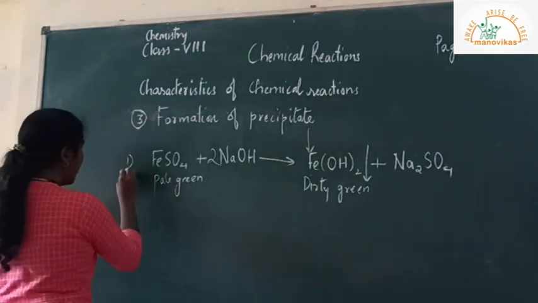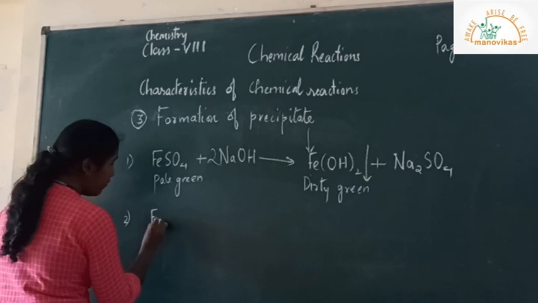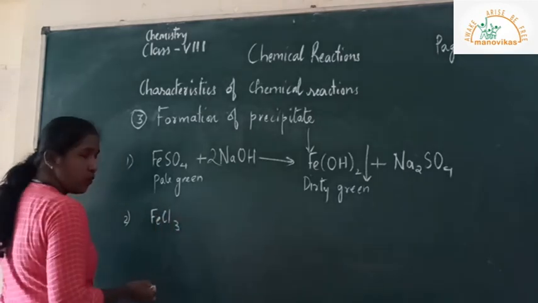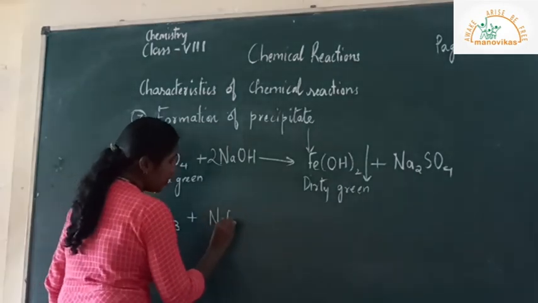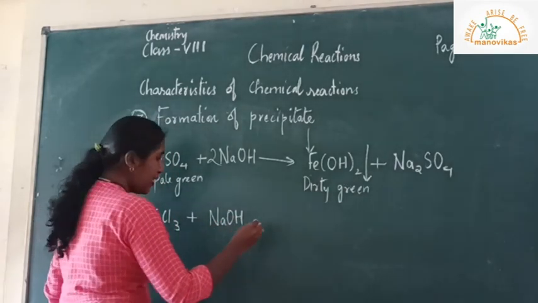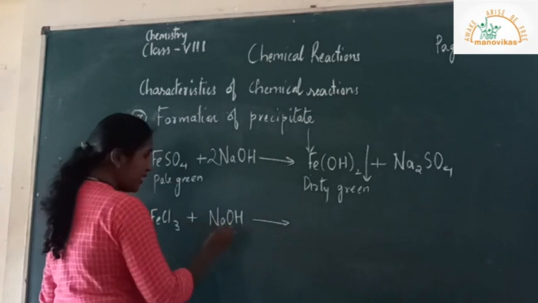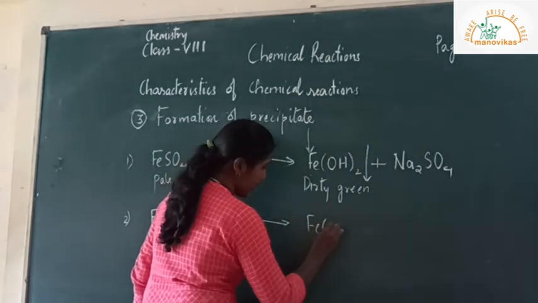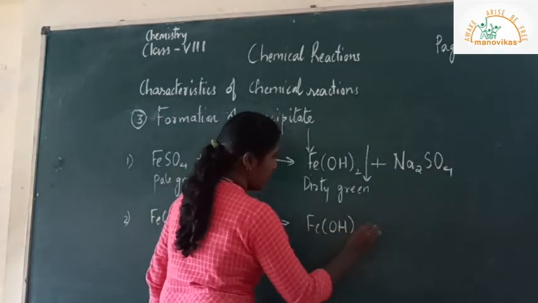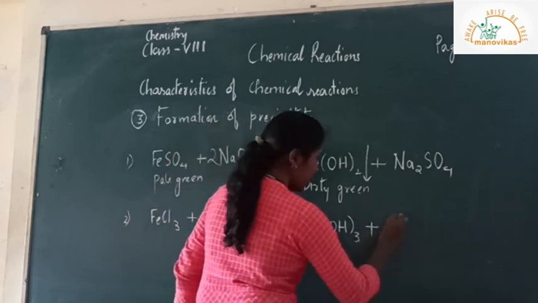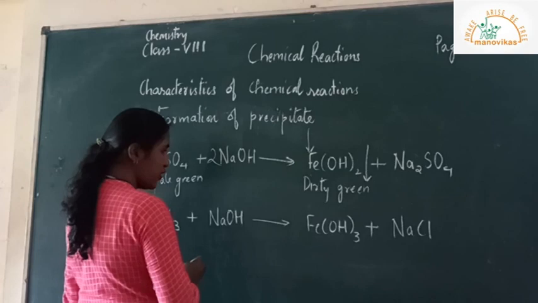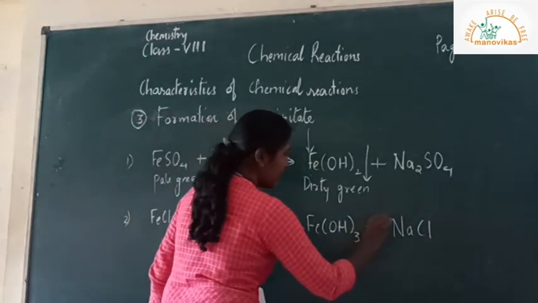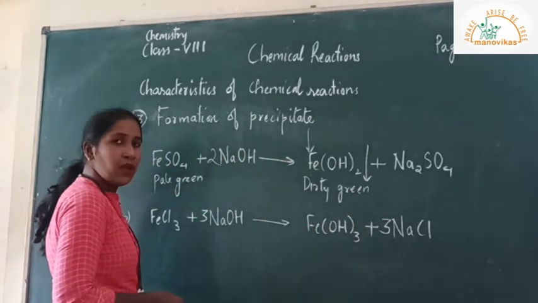Similarly, let's take one more example. We have ferric chloride. When this ferric chloride is treated with sodium hydroxide alkali, what we are going to get is ferric hydroxide plus sodium chloride. So let's check if the equation is balanced. Yes, now it is balanced.